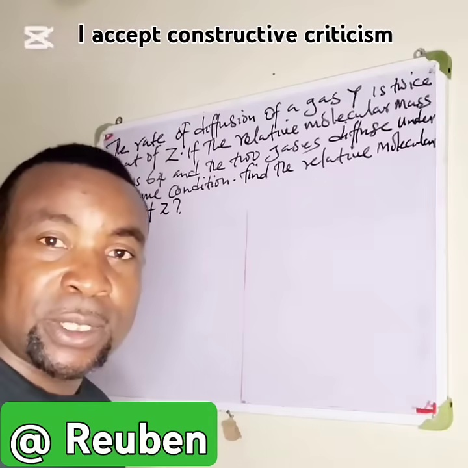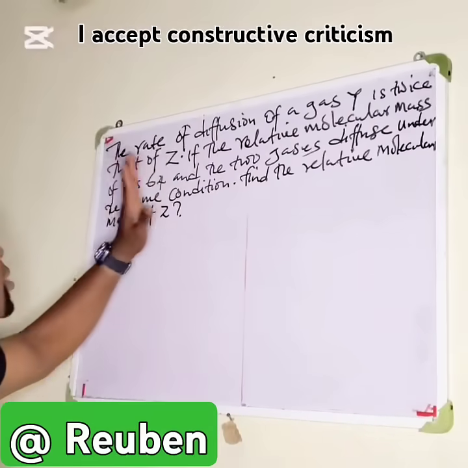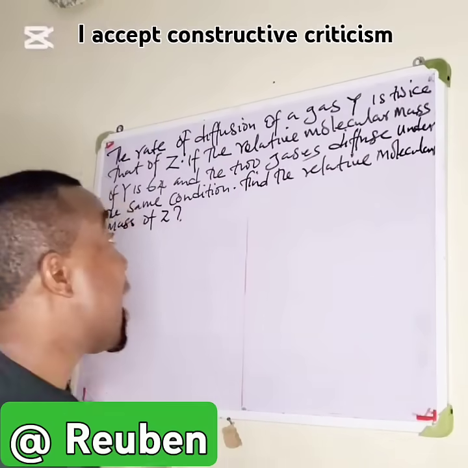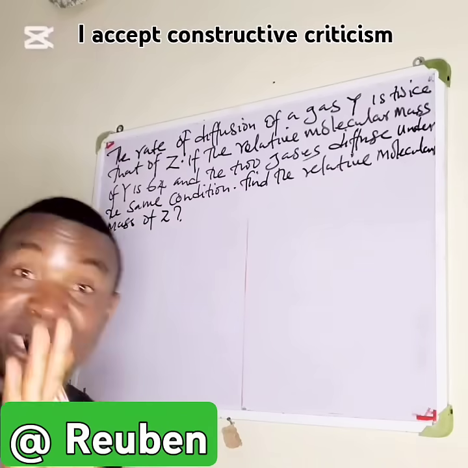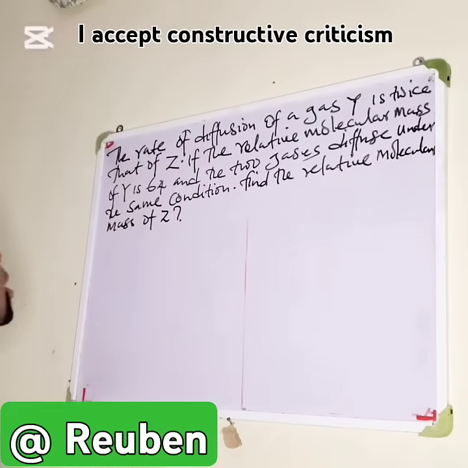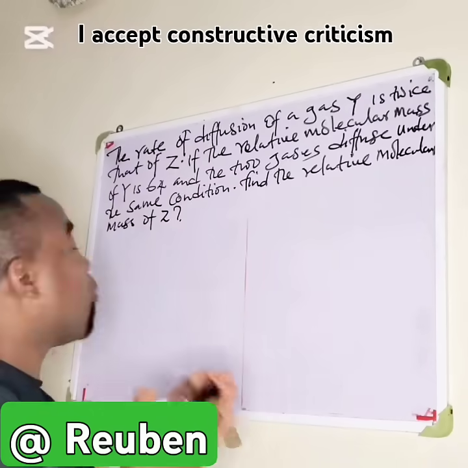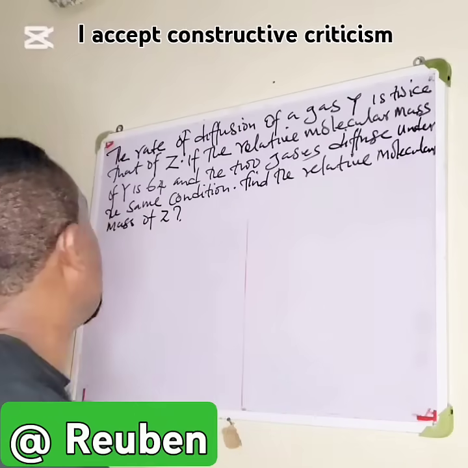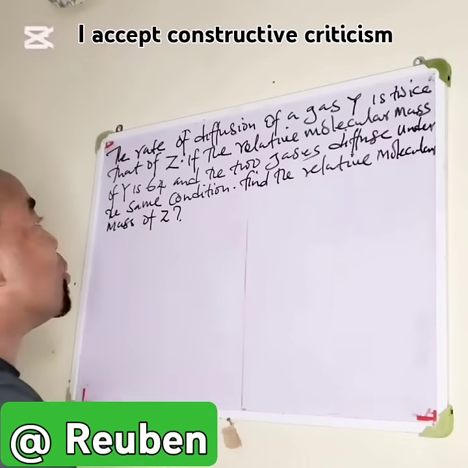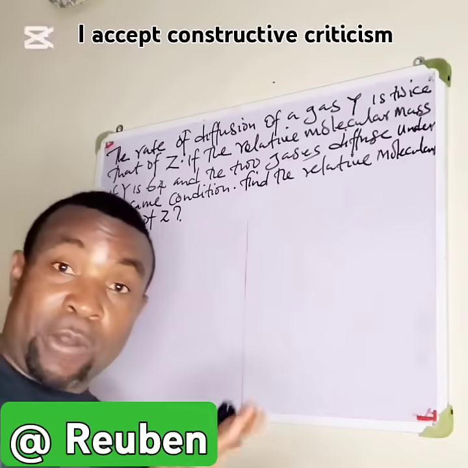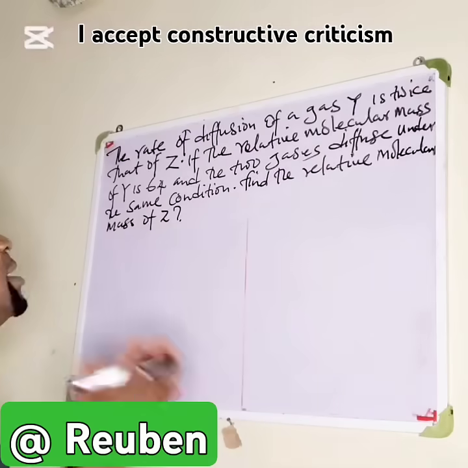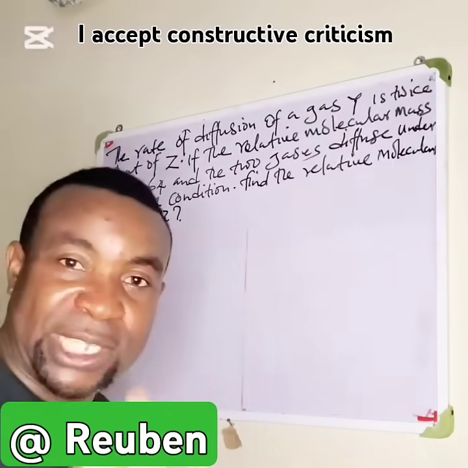I have this question on rate of diffusion. The rate of diffusion of a gas Y is twice that of Z. Take note. If the relative molecular mass of Y is 64 and the two gases diffuse under the same condition, of course, find the relative molecular mass of Z.